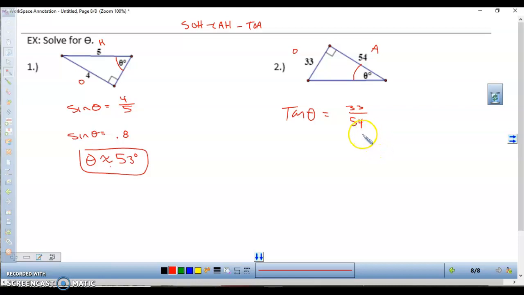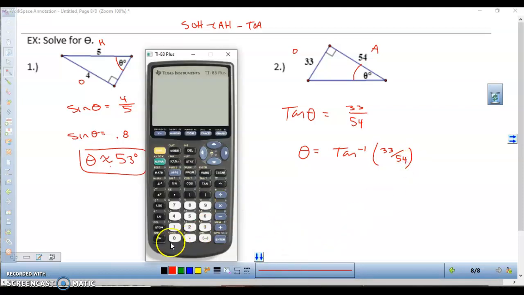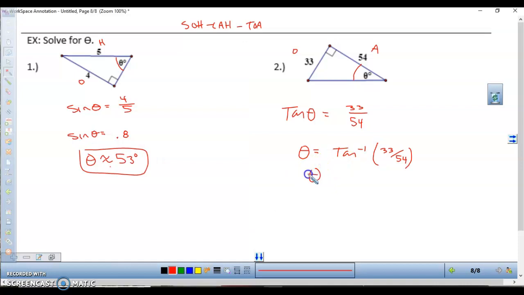Now this time I'm going to use my calculator, so I'm going to inverse tangent both sides. So theta will equal inverse tangent of 33 divided by 54. Take the calculator, inverse tangent, 33 divided by 54, and I get that theta is approximately 31 degrees.